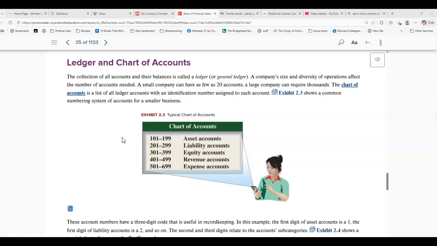So asset accounts always start with 1. Liability accounts start with 2. Equity accounts, that's going to be the common stock, retained earnings, and dividends, are going to start with 3. Revenue accounts are going to start with 4. Remember, they are in the equity section, but they have their own set of accounts. And the expense accounts start with something above 4. They say 5 and 6, but it could be, this is a typical chart of accounts. It could be 5, 6, 7, 8, 9.